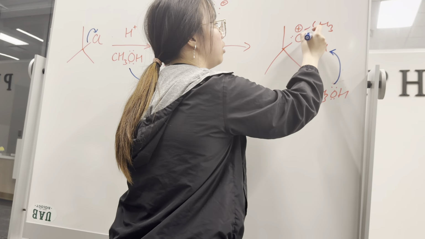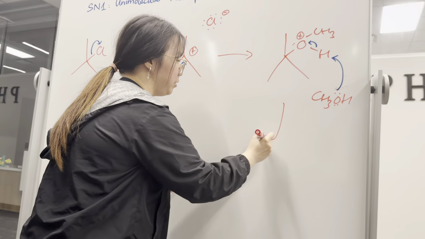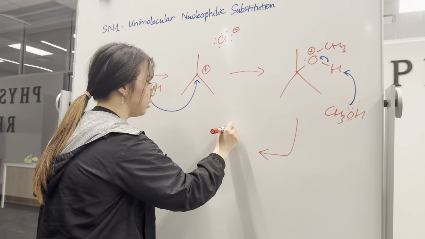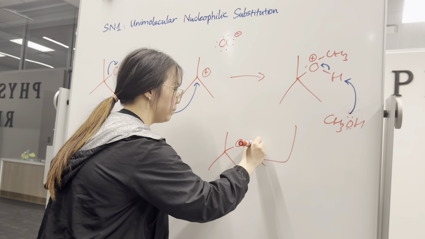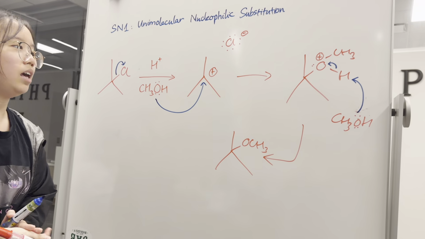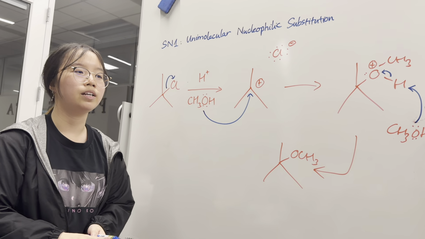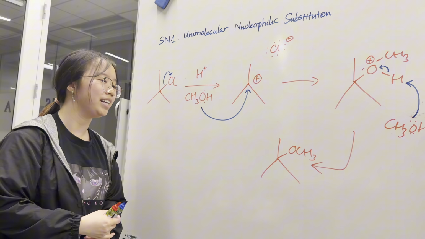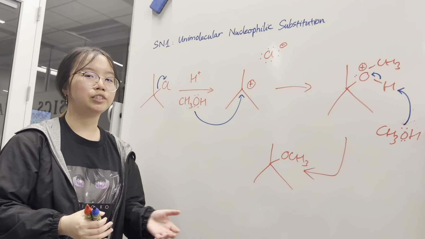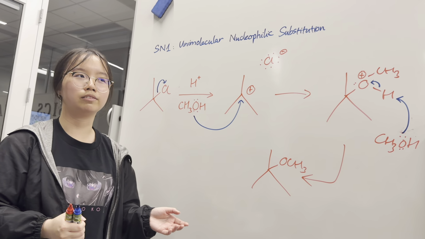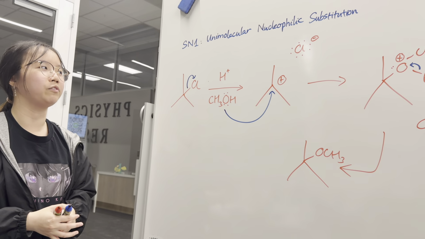And these electrons will collapse onto the oxygen. That will leave us with the final products like this one. And because this molecule is achiral, you don't have to worry about the stereochemistry. But in case the molecule is chiral, a racemic mixture will form.